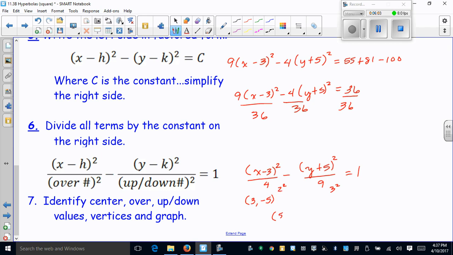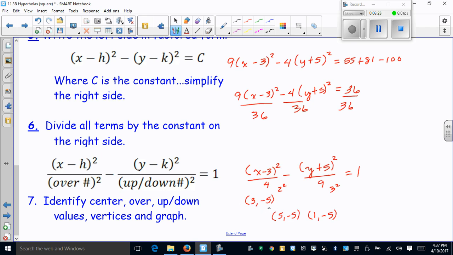Again, x came first, so the x came first, and so we had to make sure we did it that way. 3 plus 2, 3 minus 2. Okay.